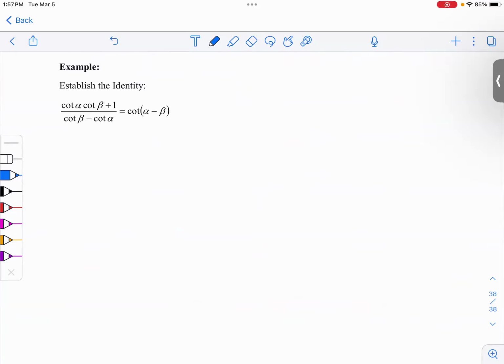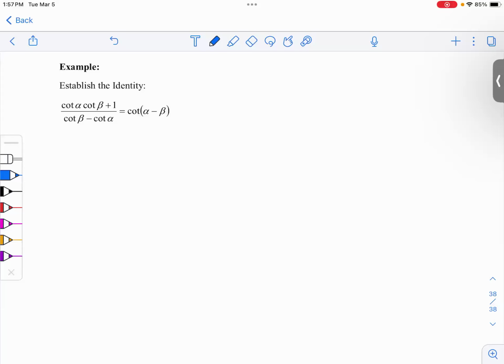All right, and let's establish one more identity. Okay, so left side, right side. Now be aware, on the right side, that's cotangent of alpha minus beta, which means what should jump to your mind? Some difference. Some difference, okay?